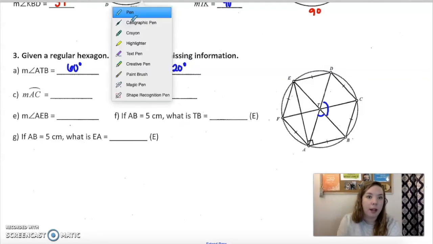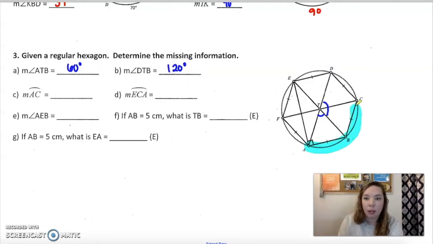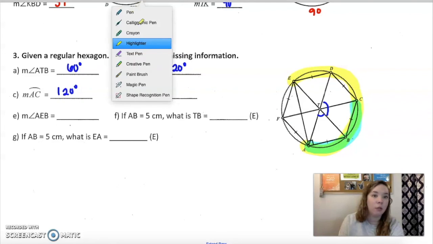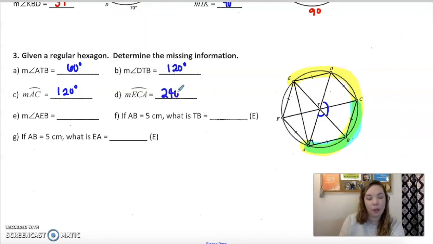Measure of AC, let's highlight that, would again be 120 since we're talking about 2 of those central angles, 2 of those segments. ECA, looks like we would just want to subtract 120, so 240. AEB would be everything except for 60, so we'll say 300 degrees.